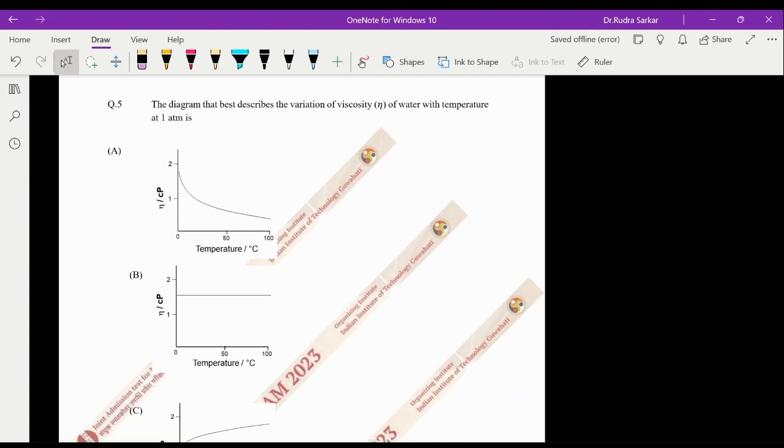Question number 5 says the diagram that best describes the variation of the viscosity of the water with temperature at 1 atm is. Now here we know that the viscosity of water will be decreasing with the temperature. Okay, and so we will say option A will be the correct answer over here.